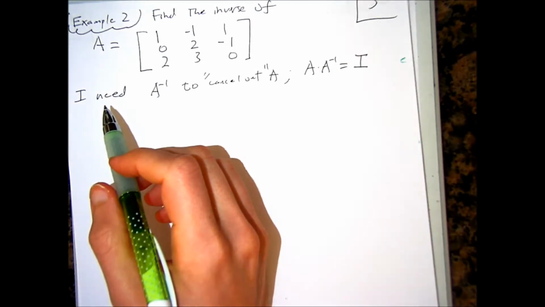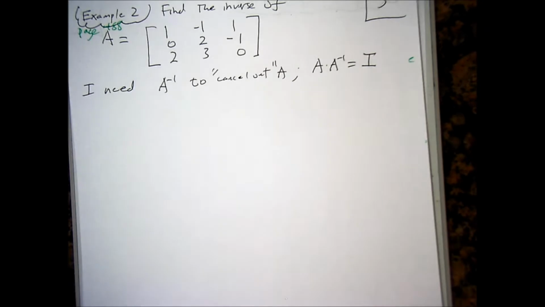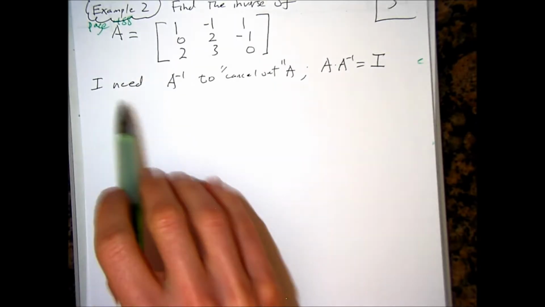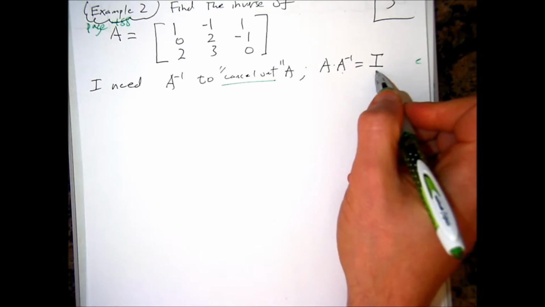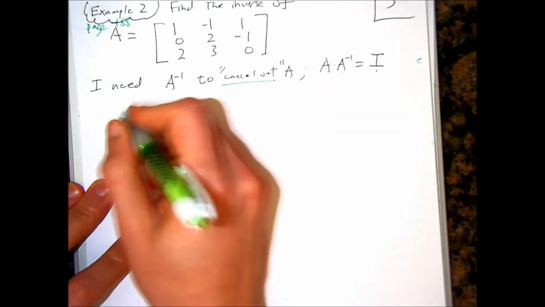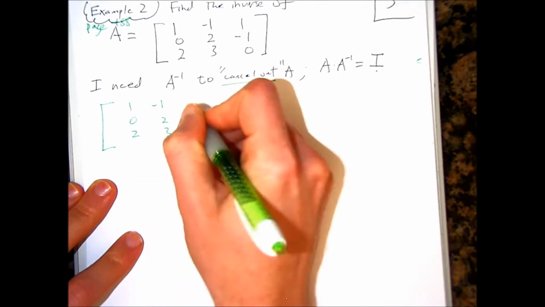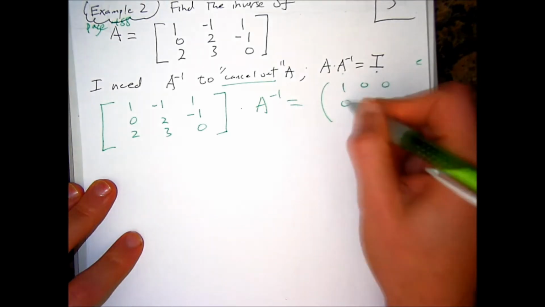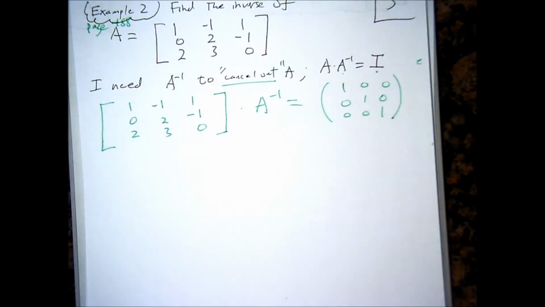Example 2, and this is on page 488. I'm given this matrix and I want to find the inverse. This is not the easiest problem to start with because it's a 3 by 3 matrix, but it's doable. What I need is A inverse, whatever it looks like, to cancel out A, so that when I multiply them, I end up with the identity: 1, 0, 0, 0, 1, 0, 0, 0, 1, right?